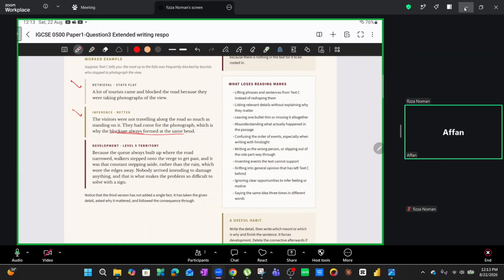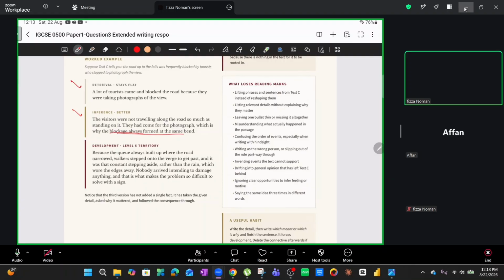So, because the queue always built up where the road narrowed, walkers stepped onto the verge to get past, and it was that constant stepping aside rather than the rain which wore the edges away. Nobody arrived intending to damage anything, and that is what makes the problem so difficult to solve with the sign. Do you see it better? Now, this is the thing. You got the initial idea, the base idea from the passage, but then you build up on it. Do you understand?